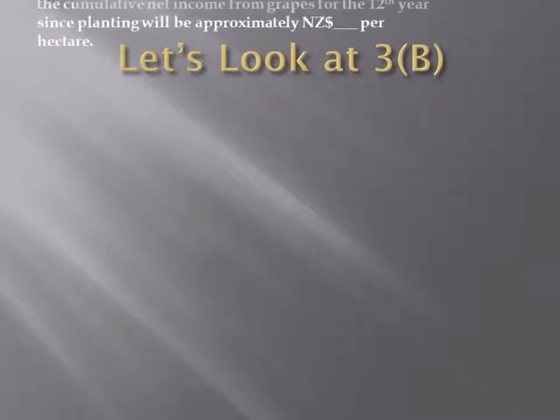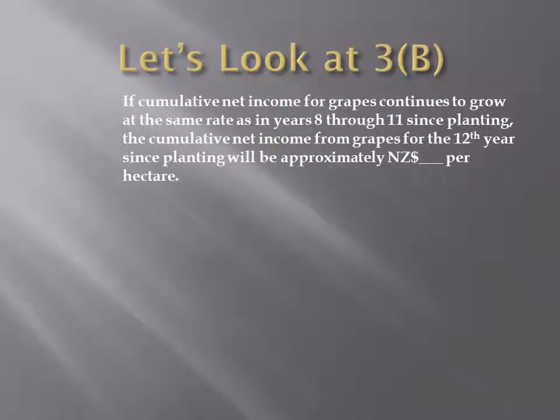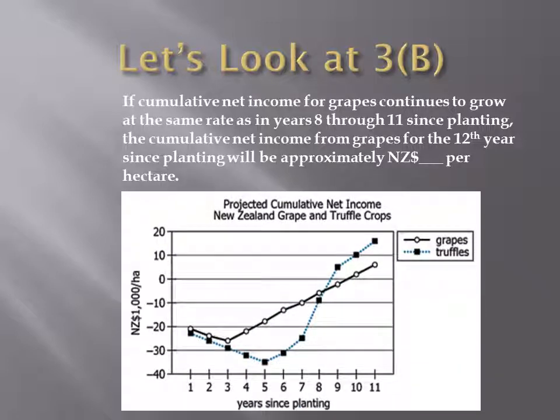Now let's look at question 3B. If cumulative net income for grapes continues to grow at the same rate as in years 8 through 11 since planting, the cumulative net income from grapes for the 12th year since planting will be approximately blank New Zealand dollars per hectare. So again, we want to go back to the graph that we have.